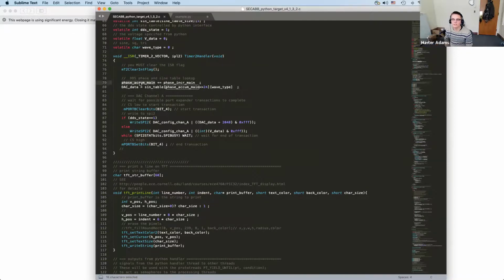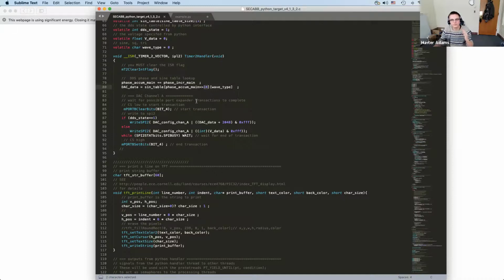So we have this phase accumulator. This is that 32-bit value that we're using to keep track of the accumulator variable, which we're interpreting as the angle of that phasor. So the two steps are, we increment that phase accumulator by some amount, in this code we're calling phase increment main. We increment it, move that phasor to a new angle, and then we look up the amplitude of the sine wave at that angle.